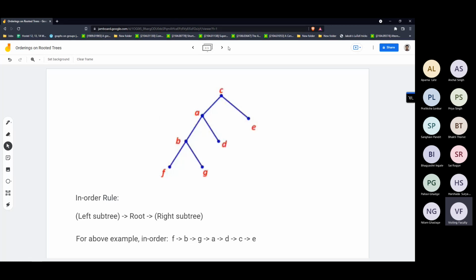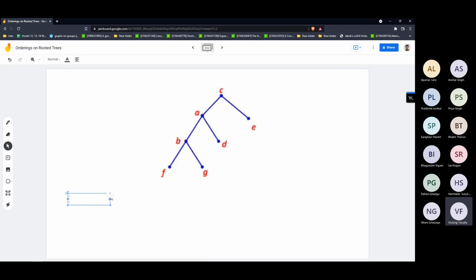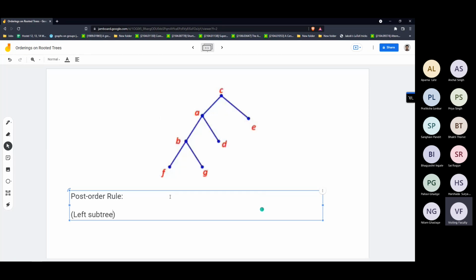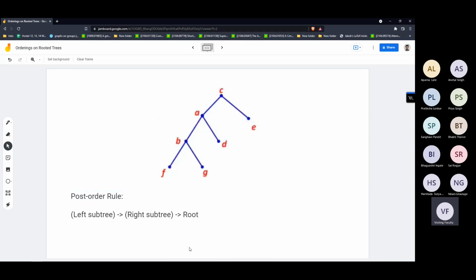Okay. Third variant. You should be able to guess what the third variant is going to be. The third possible variant is called post order. What is the rule? Post order says the root comes last. Everything in the left subtree, then everything in the right subtree, then the root. Is that okay? So now, can somebody tell me what the post order is going to be for this one?